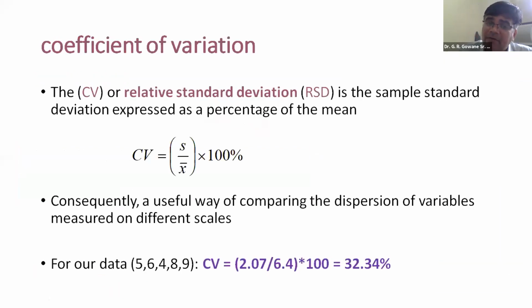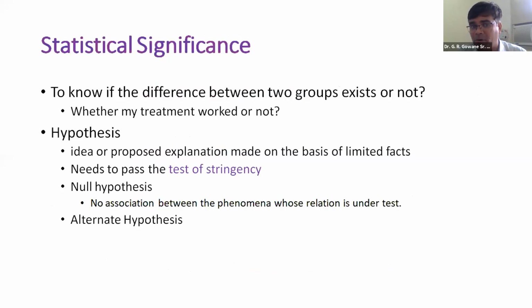Apart from that, we have another measure, which is the coefficient of variation. This is nothing but the relative standard deviation, RSD, and it is the sample standard deviation expressed as a percentage of the mean. So we first get the standard deviation divided by the mean and multiply it by 100. For our data, 5, 6, 4, 8, 9, the standard deviation is 2.07, divided by the mean, 6.4. So we get a CV of 32%, which is a sizable amount.